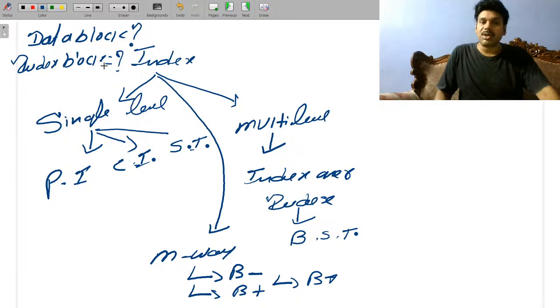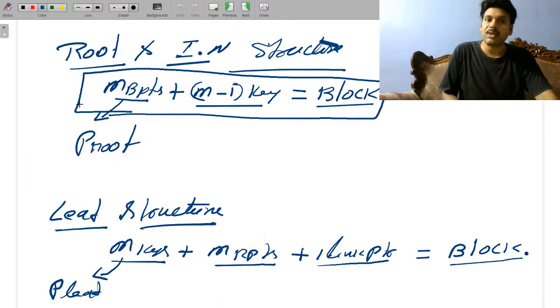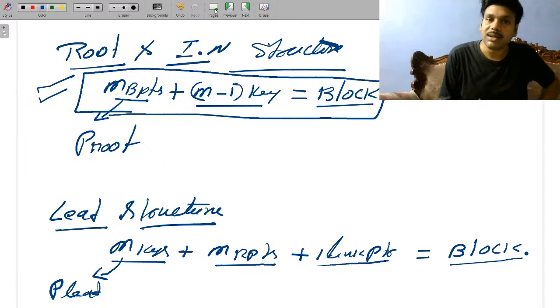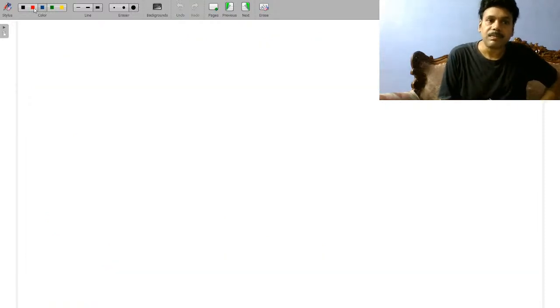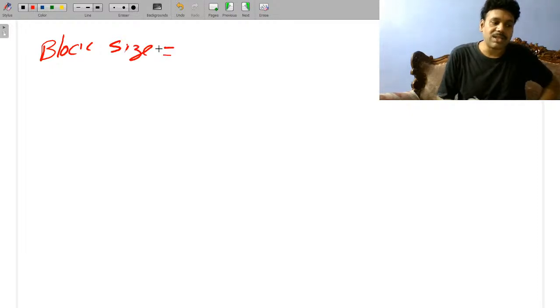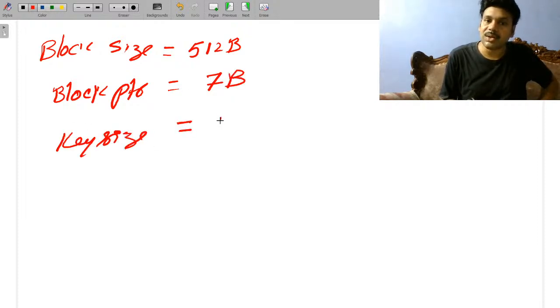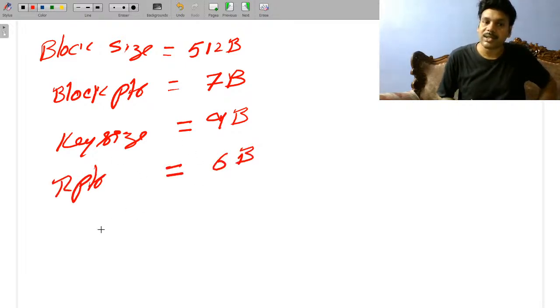Any doubts you can post now. So we understand how to derive the equations I have shown you. If you know the block pointer value, the key value, and the record pointer value, I can solve it. For example, look at this. Your block size is equal to 512 bytes. Please understand, friend. Your block pointer is equal to 7 bytes, key size is equal to 9 bytes, and record pointer is equal to 6 bytes.